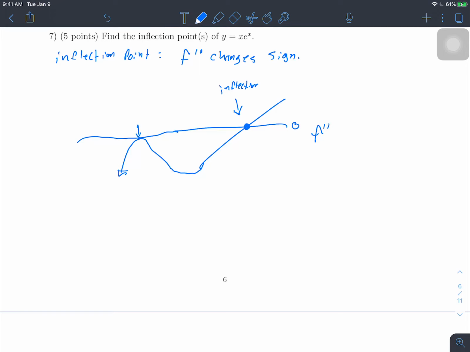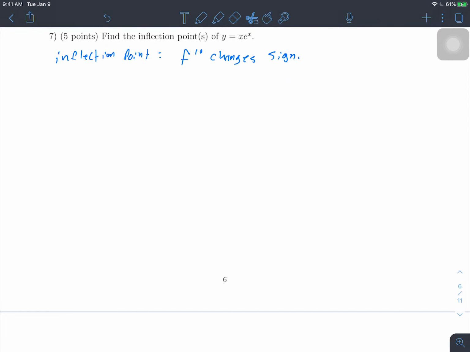Well, this value here is not going to be an inflection point. So let's start by finding the candidates. The candidates will be when f double prime equals 0. So first of all, let's compute f prime of x.